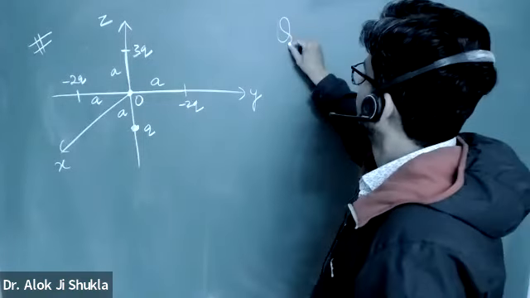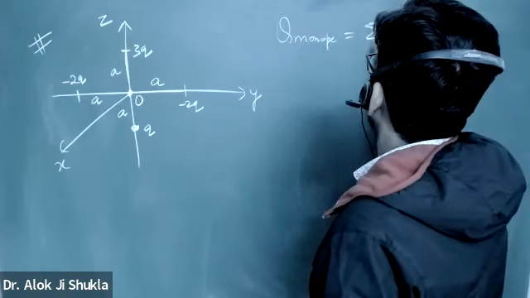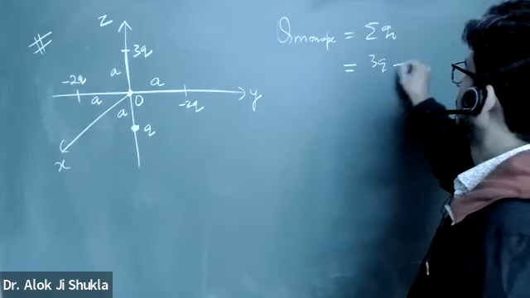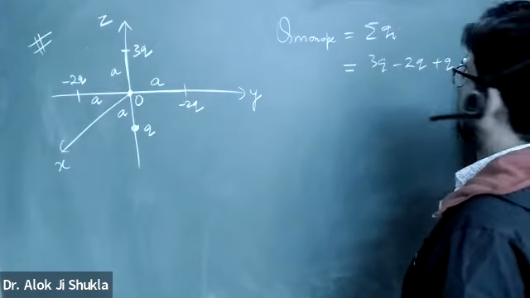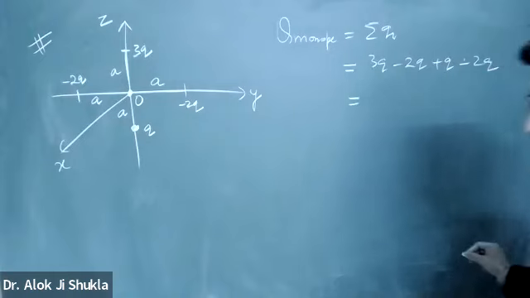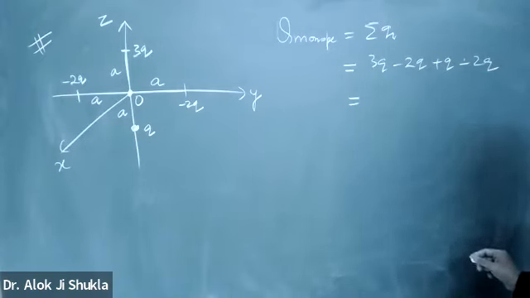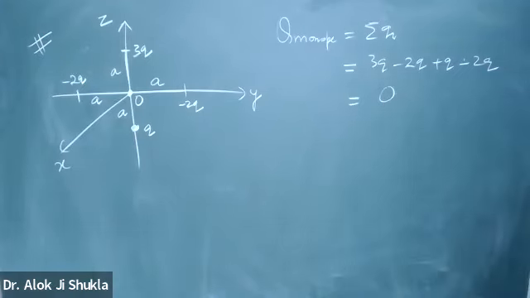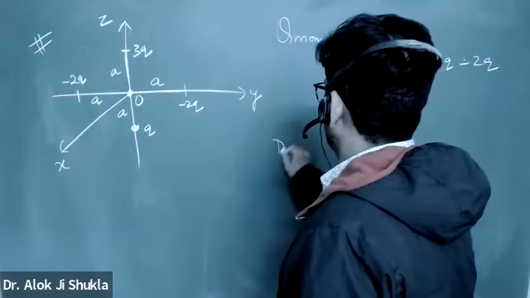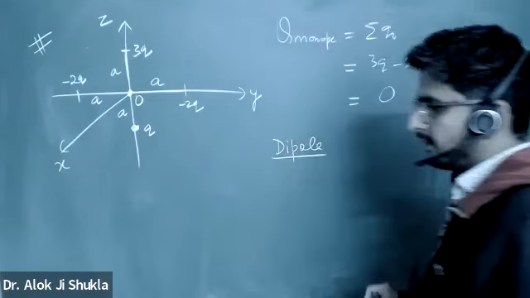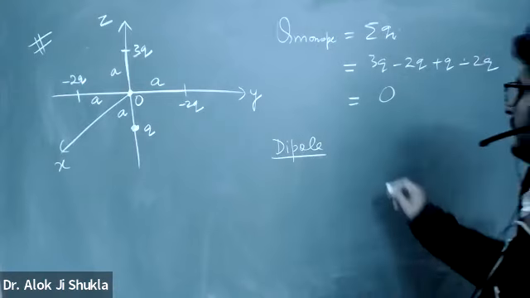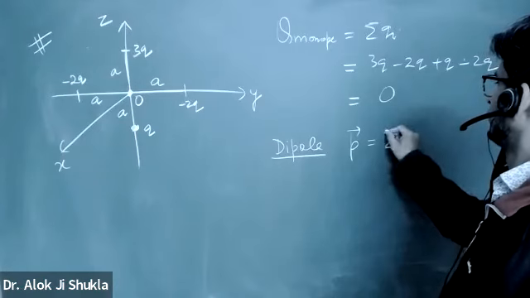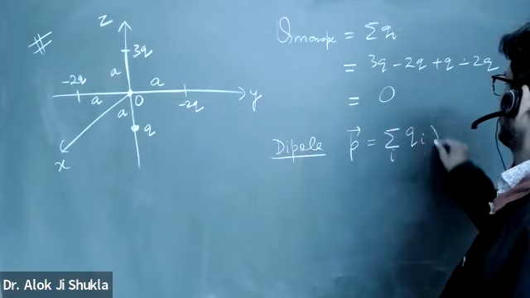So what is monopole moment? It is summation qi. That means 3q minus 2q plus q minus 2q. So what is monopole moment? Zero. Okay. What is the dipole moment? P is equal to summation QI RI.